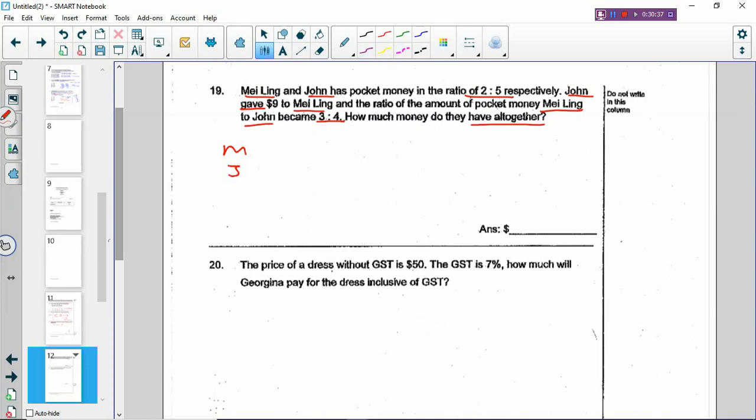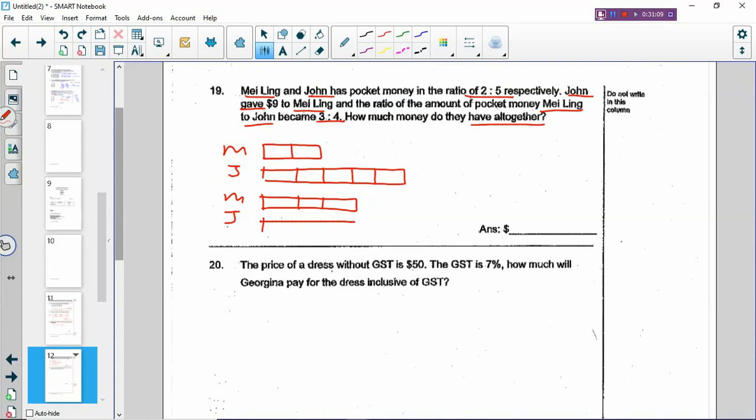All right, there are 2 ways to do this. You can use the model or you can use the table method. But for the sake of the students who may have difficulty trying to understand, we use a model. So we have 2 boxes for Mei Ling and then 5 boxes for John. And then John gave $9 to Mei Ling, and Mei Ling gets more money. So let's draw a bit longer. And then John will get lesser money. So John will have something like this.